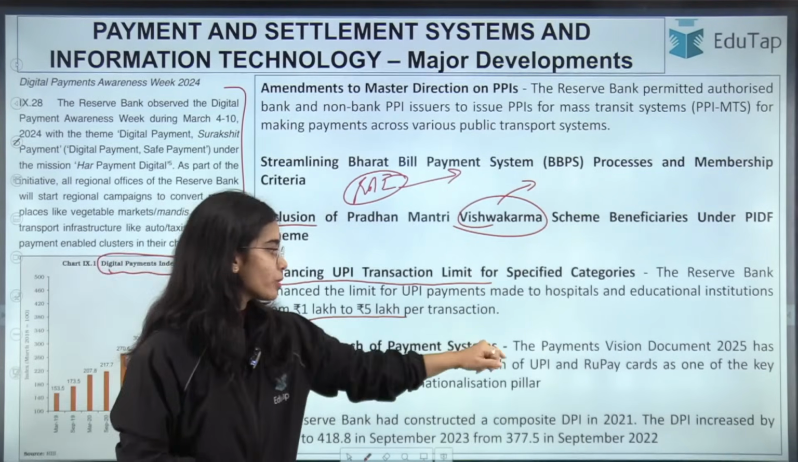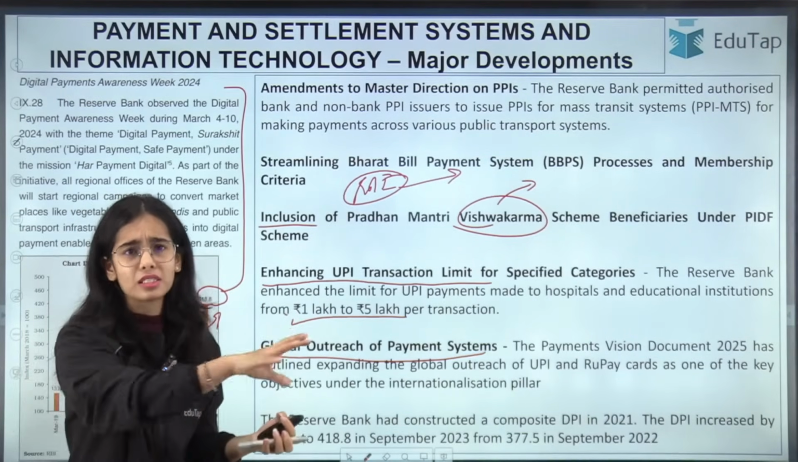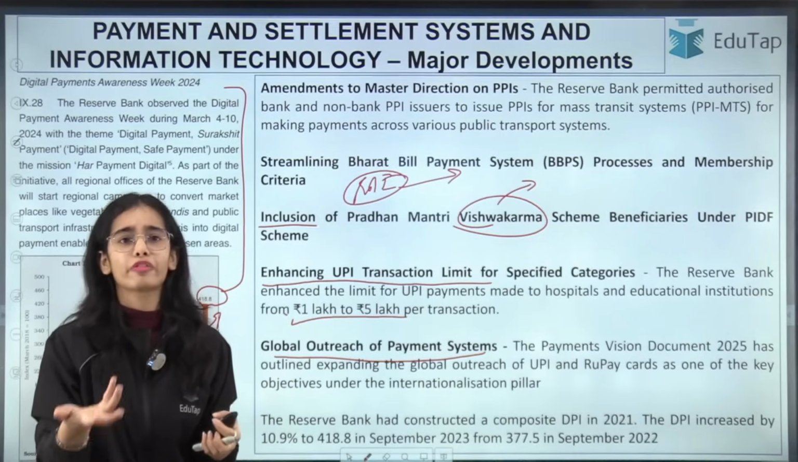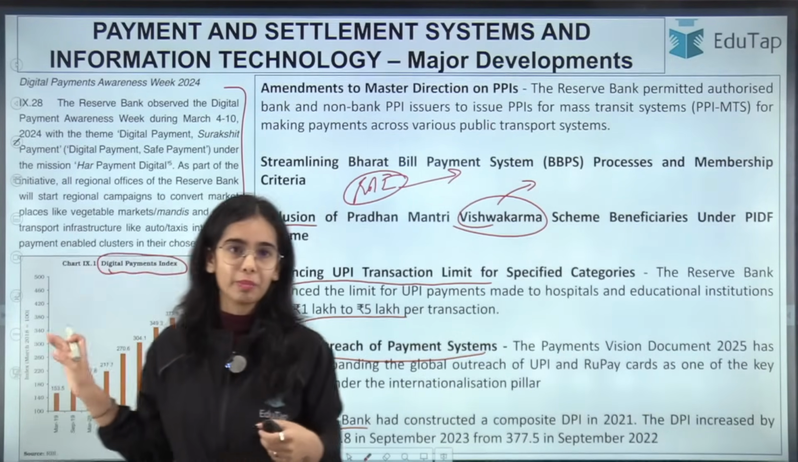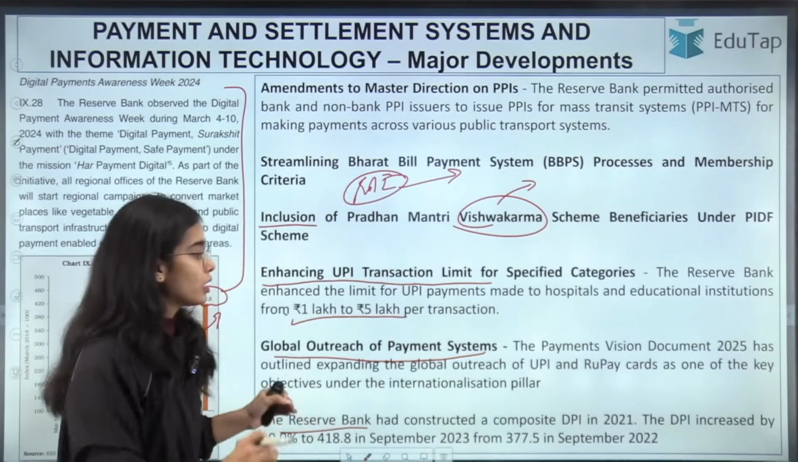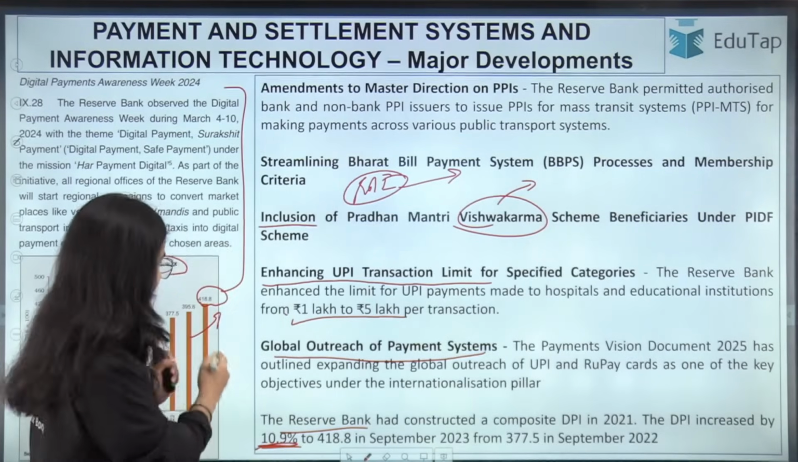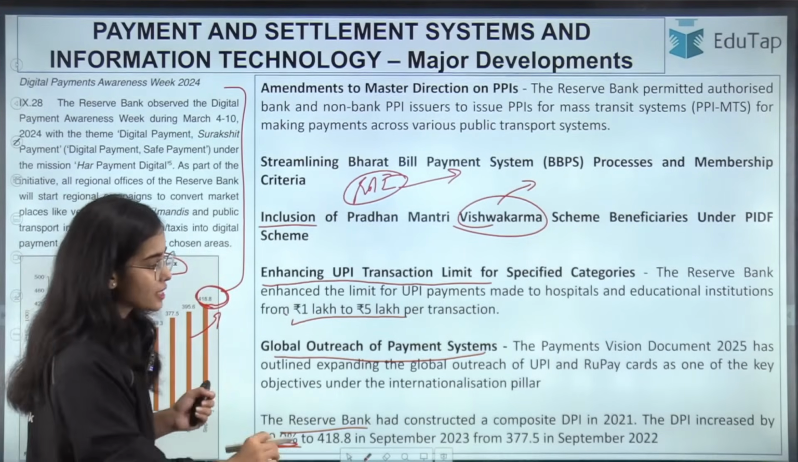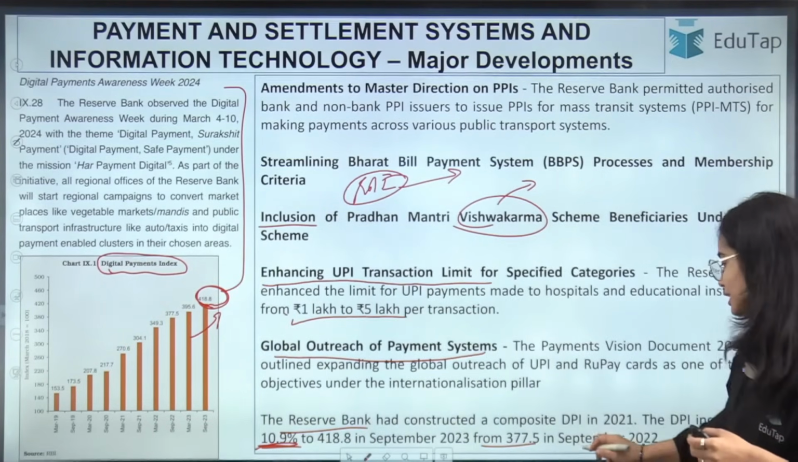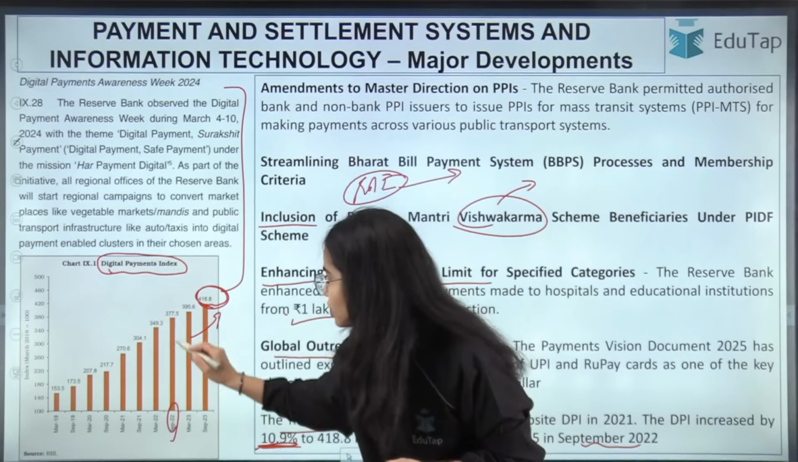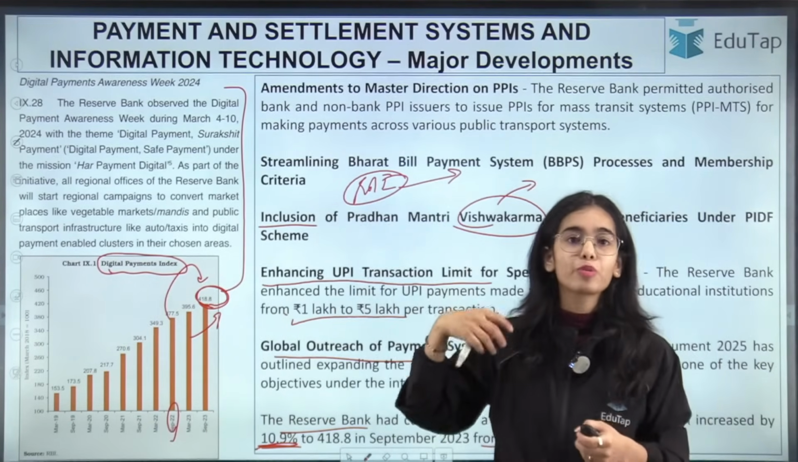Global outreach of the payment system. For UPI and RuPay cards, recently RBI has done various collaborations with different countries. In this regard, the Reserve Bank constructed a composite Digital Payment Index. The index increased by 10.9% to 418.8 in September 2023 from 377.5 in September 2022. From here, we have reached here. That is a 10.9% improvement.